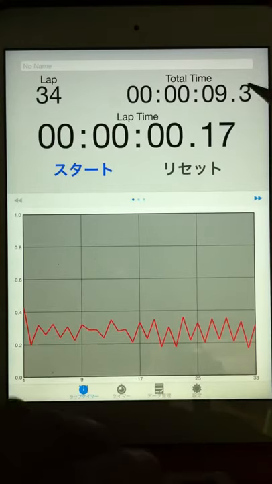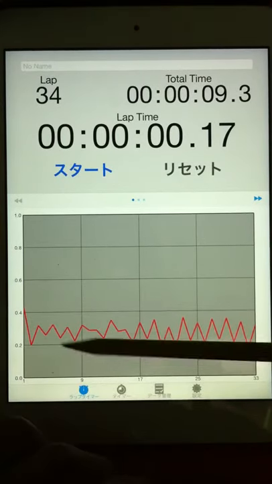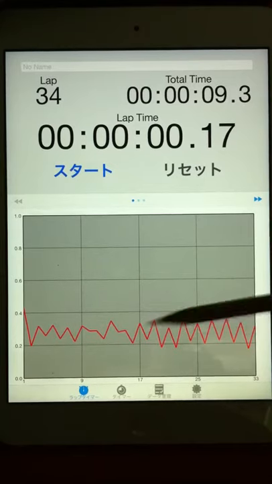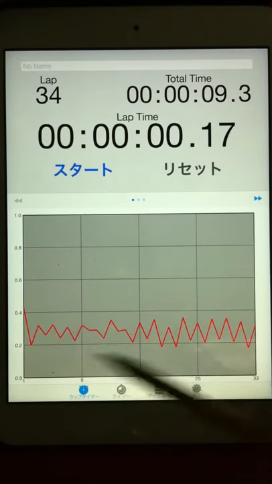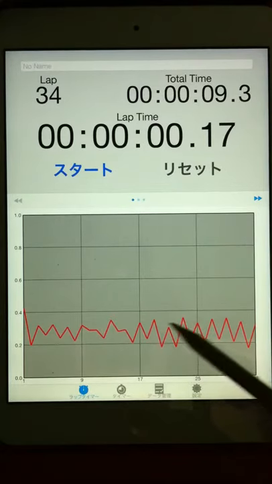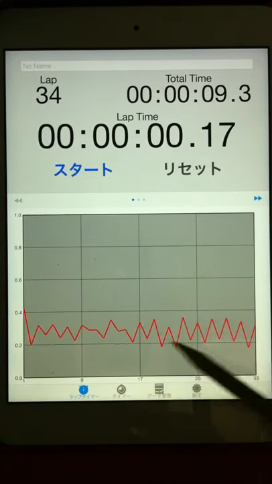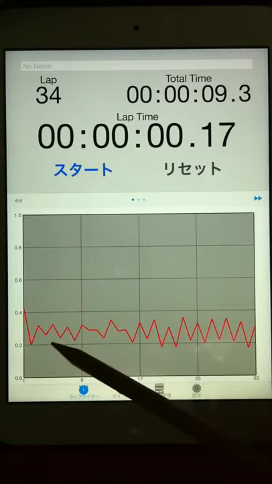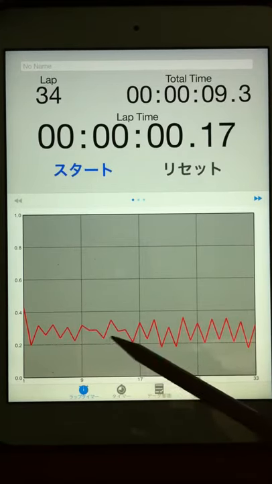5.55 seconds for one beat. Let's see, roughly seeing a similar bounce and another similar bounce and an irregular bounce.